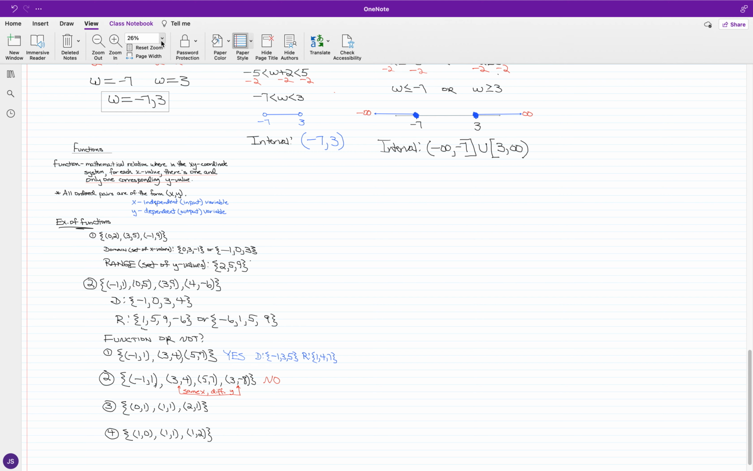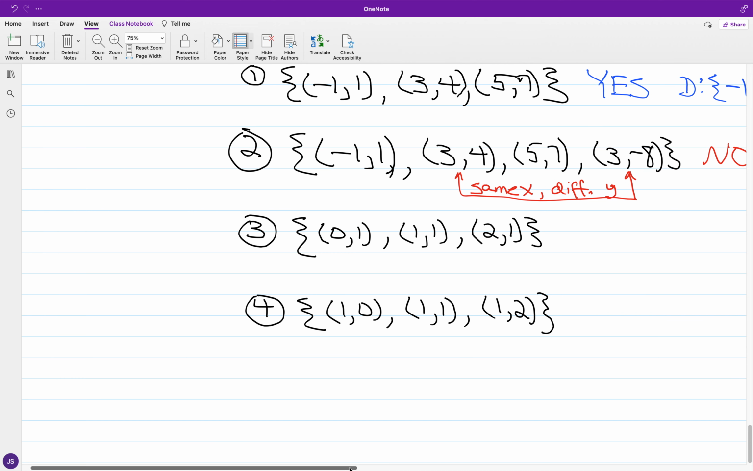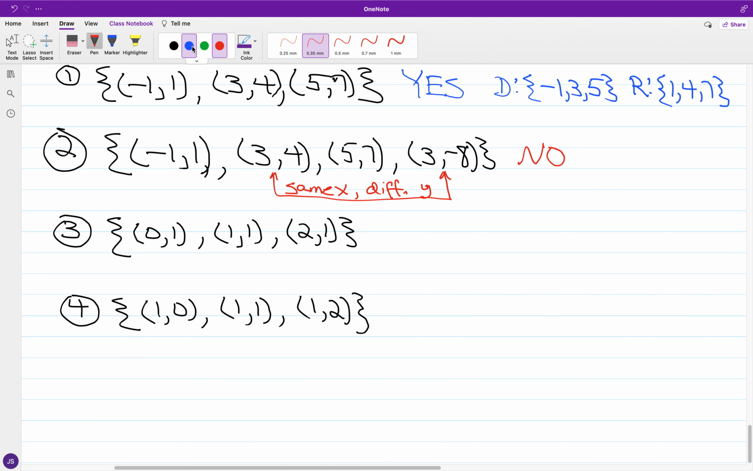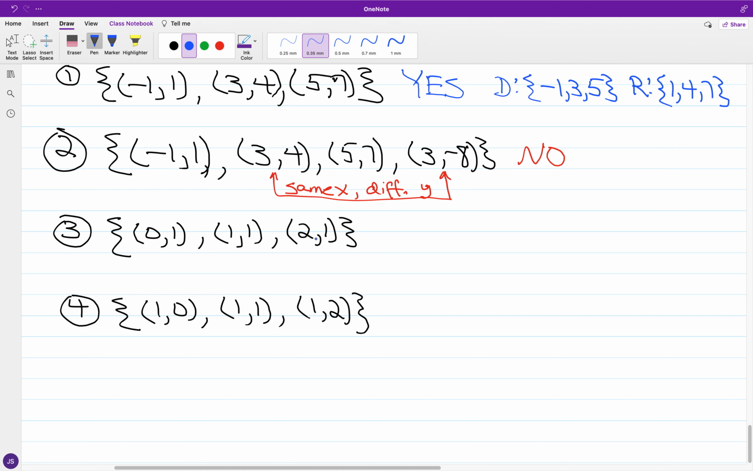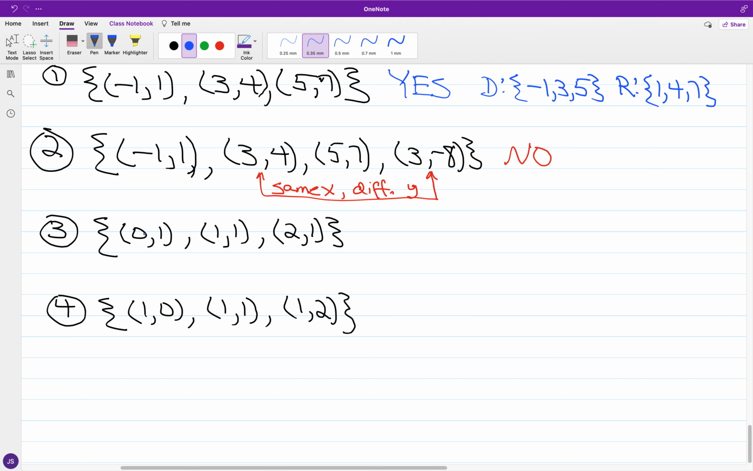Now for the third scenario, we got 0, 1, 1, 1, and 2, 1. This one might be a bit tricky, but again, each x value must be uniquely paired with a y value. So 0 is its own x value, and it's paired up only with 1. Guess what? 1 is its own x value, and it is paired up only with 1. And 2 is uniquely paired with 1. So you can have repeating y values, but as long as you have x values that do not repeat with a different y value, it is going to be a function.